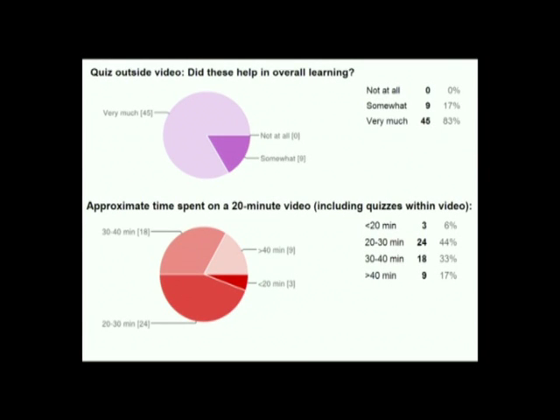Within the video quizzes, there is in fact no marking, but outside the video, it's a function of attempt. So if you do it in the first attempt, you get full marks, and it's divided by two based on attempts. So, quiz outside video, did this help in overall learning? The majority have said yes, it had significantly helped. Again, approximate time spent on a 20-minute video: a good number have spent more than 20 minutes.